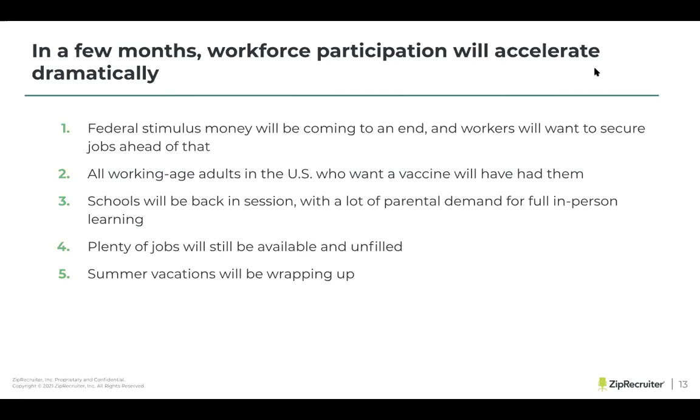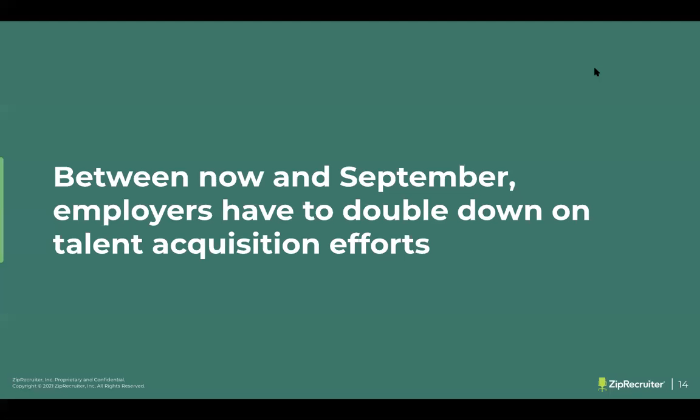As summer vacations wrap up, children will be able to go back to in-school learning, allowing that Monday through Friday schedule to free up for parents to go back to the workforce. So between now and September, employers are going to need to double down on talent acquisition efforts. The only way we can attract job seekers is with something that will entice them over the current unemployment benefits.